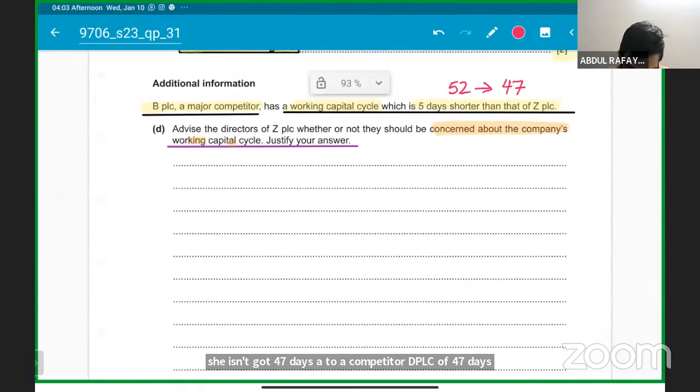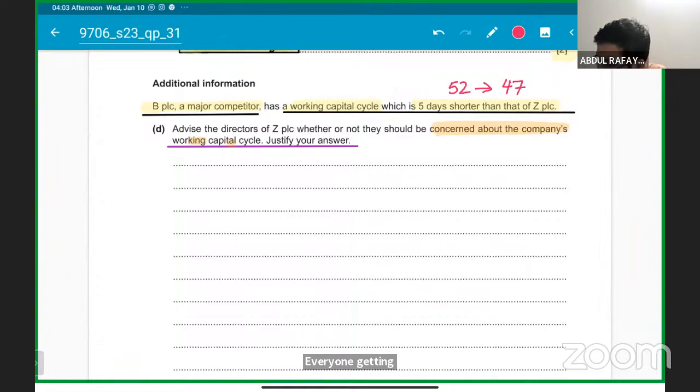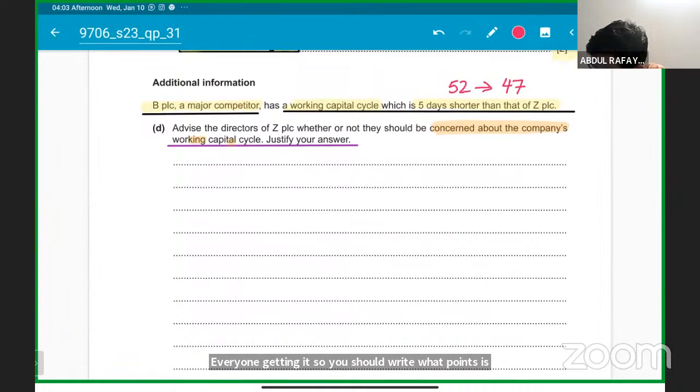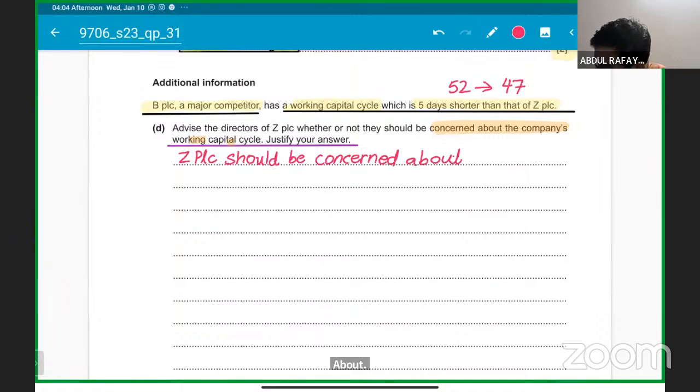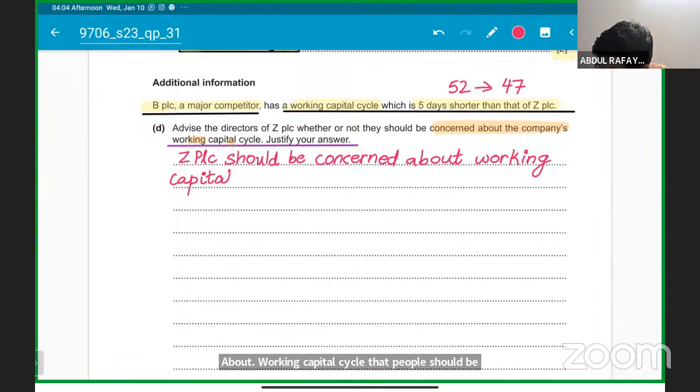So what points should you write? Is everyone with me, following? Clear? You have to write points on both sides. First, you write that ZPLC should be concerned about the working capital cycle.